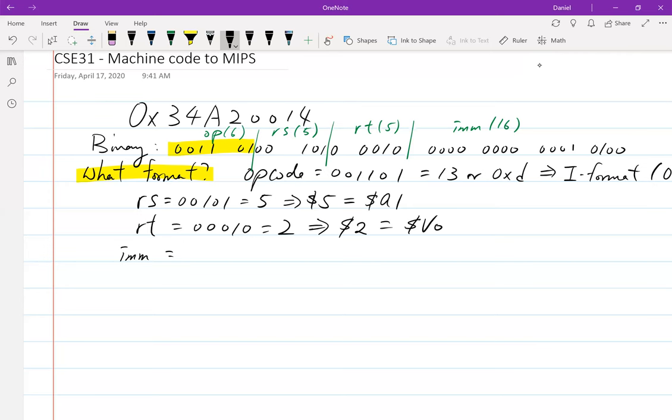And what about the immediate? Even though it's 16 bits, most of the most significant bits are zeros, right? So I have 000. Okay, I'm not going to write too many zeros. So I have 10100, which is, do the math, 1, 2, 4, 8, 16. So you have 20. This is the immediate. So now put them together.